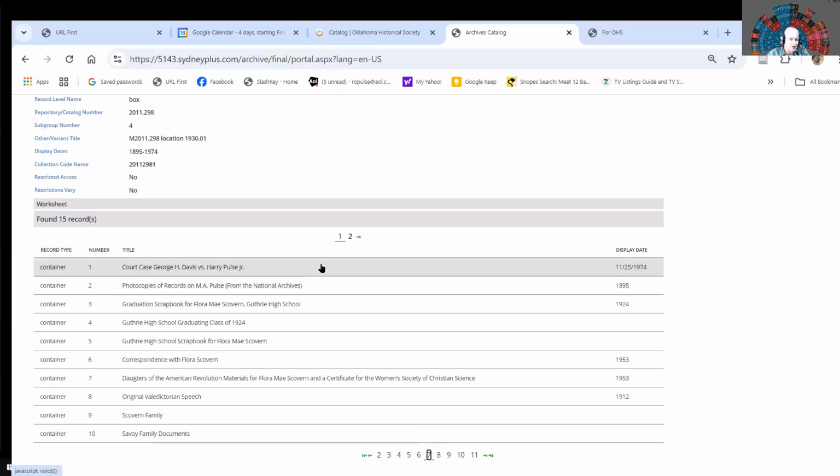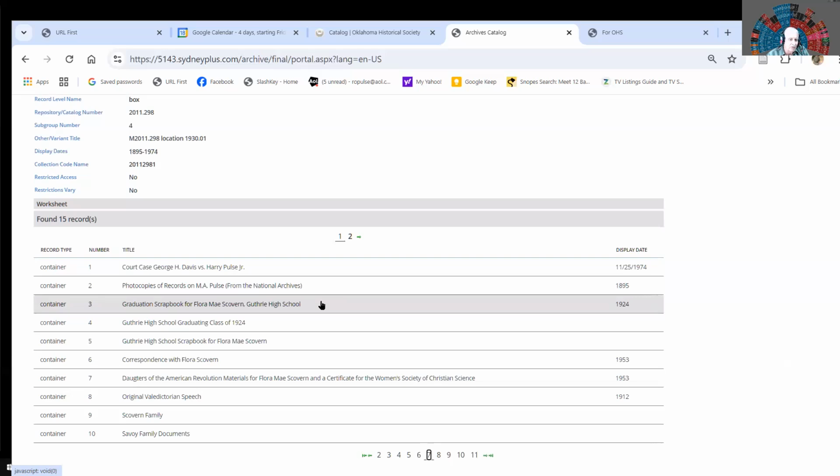Court case for Harry Pulse Jr. That's my father, Harry, and court cases that he was involved in. Photocopies of M.A. Pulse. M.A. Pulse was a U.S. Marshal that eventually ended up in Leavenworth Prison for a year. He is my great uncle. He is Beverly's brother, and G.W. Pulse's son, along with Beverly, is also G.W. Pulse's son.